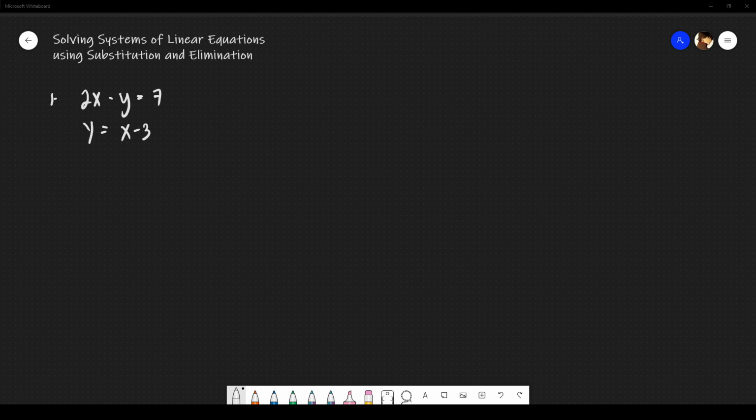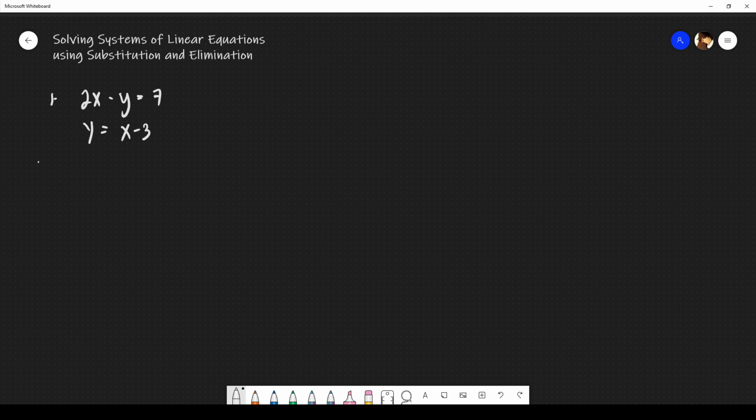In this given, 2x minus y is equal to 7 and y is equal to x minus 3, we're going to use substitution first. As you can see here, we have a value of y. The value of y is x minus 3. Since we're going to use substitution, we're going to substitute the value of y into the first equation.